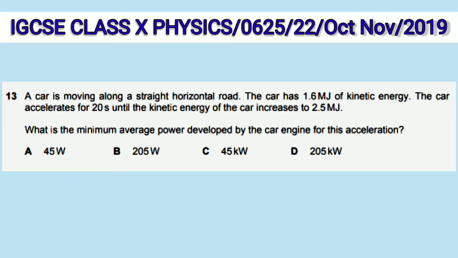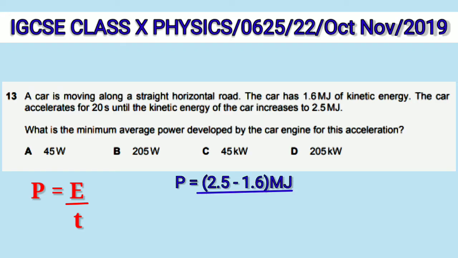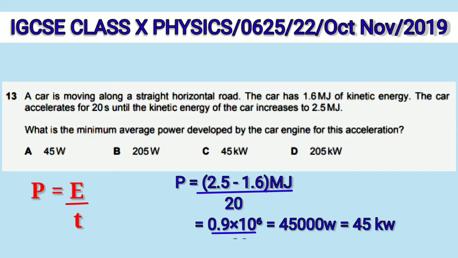Formula used here will be power is equal to energy upon time, or power is equal to increase in energy, that is 2.5 minus 1.6 megajoules. We will divide it by time, 20 seconds. We will convert megajoule to joule by multiplying it by 10 to the power 6, which gives us power is equal to 45,000 watt or 45 kilowatt. Correct answer is option C, 45 kilowatt.